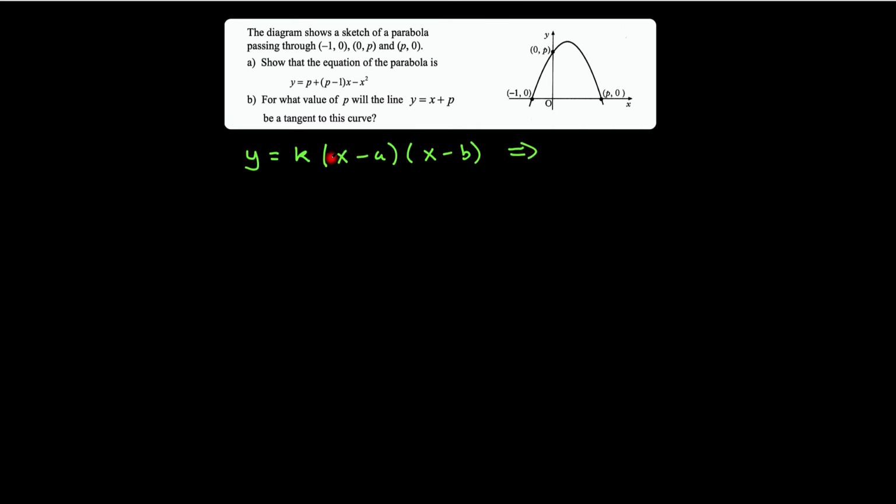What we would get, well, we have x minus a, we can just take this to be our a, and we have -1, so this would be y is equal to k. So remember, when you're subbing it in, you've got -1, and that'll be x minus p. So then this would become k(x plus 1)(x minus p). So now that we've got this, the next step would be to find the value of k.